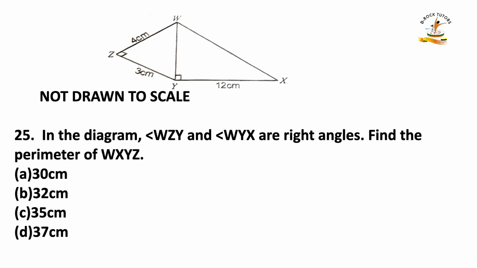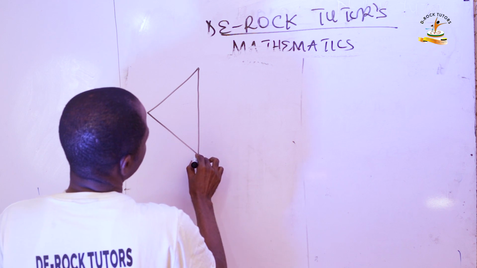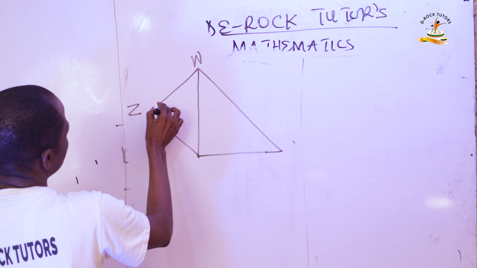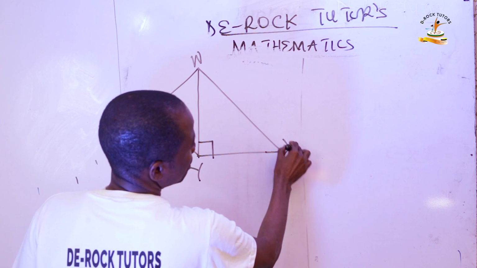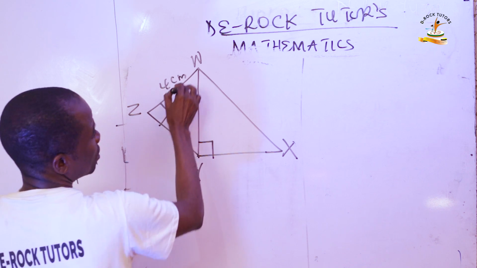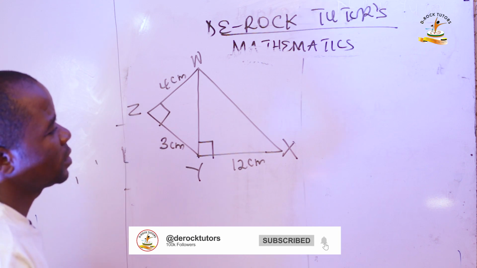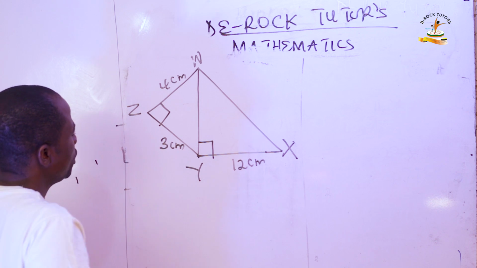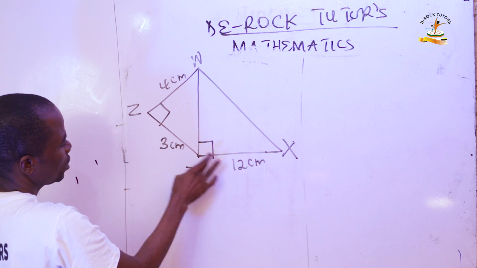Okay, let's look at number 25. We are given the diagram on the board, and the diagram can be reproduced here. This is W, this is Z, and this is a right angle. Also this is a right angle, this is Y, and this is X. So this is 4 centimeters. This is 3 centimeters. This is 12 centimeters. We are asked to calculate the perimeter of WXYZ. All we need to do is to find this and this. When we find this, we just add this and this.